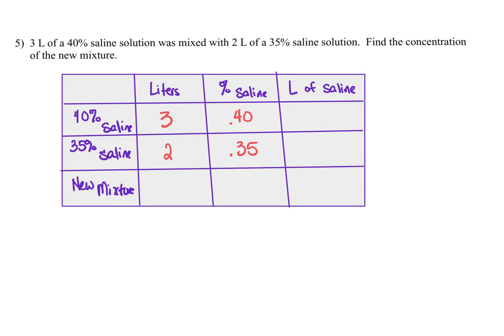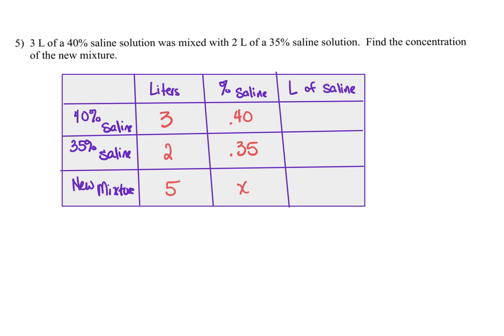So if I have 3 of the first and 2 of the second, how much do I have total solution of this last guy? If I have 3 of the first and I added it to 2 of the second, I should have 5, right? Doesn't that make sense? I added 3 liters and 2 liters. I have 5 liters, right? Okay. What's the concentration of this? Do we know? That's actually what we're solving for, isn't it? So we're going to put an X there.